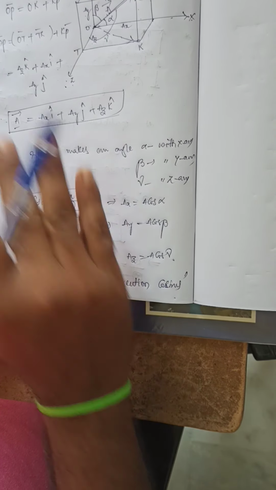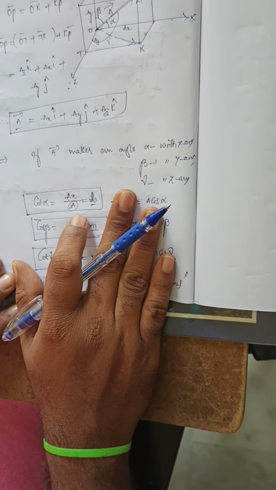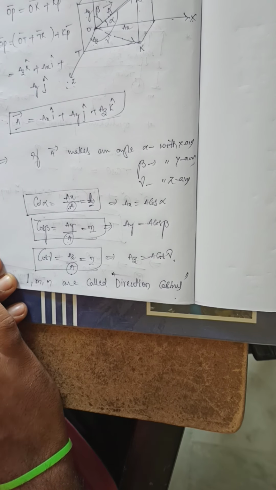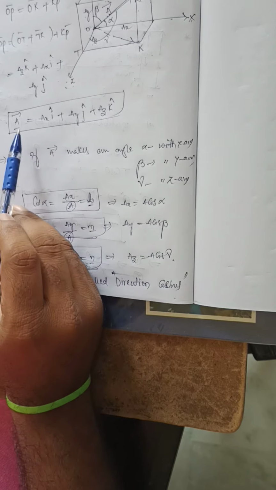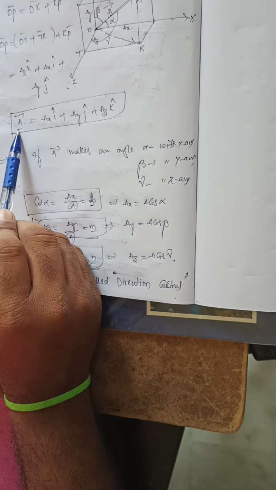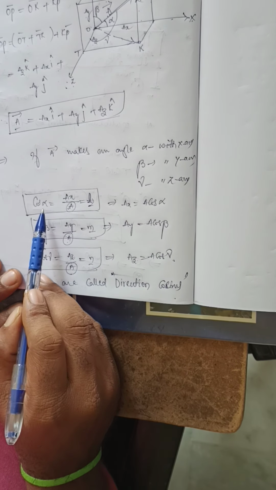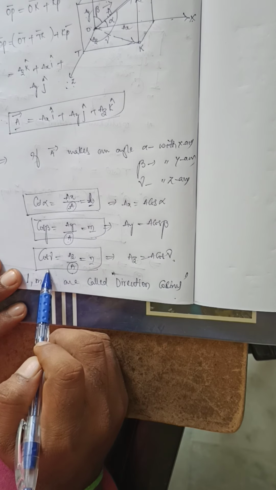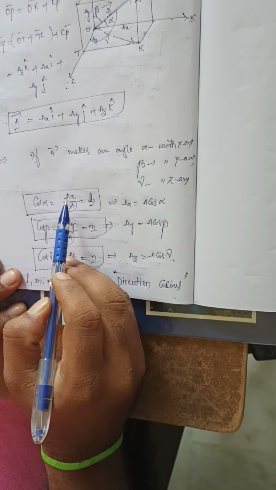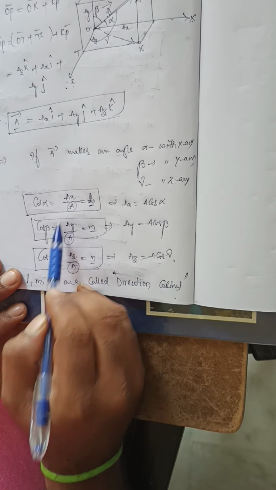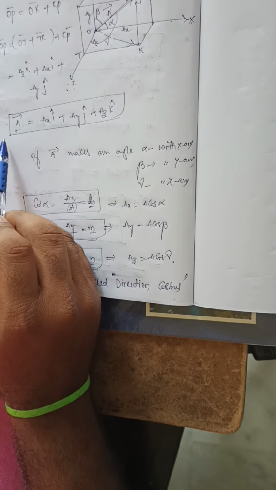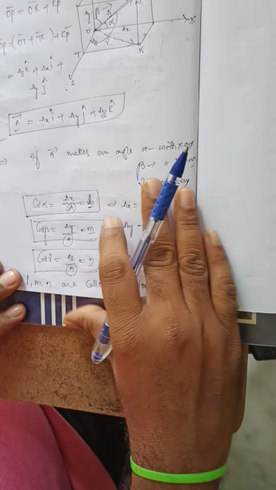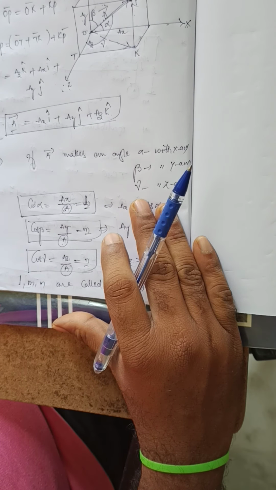So on this basis, if a problem is given where direction cosines are given, then how do we find the vector notation? Direction cosines means cos alpha, cos beta, cos gamma. With that you have to find the AX, AY, AZ values. If you know the AX, AY, AZ values, then it is easy to write the vector notation. This is the important point.